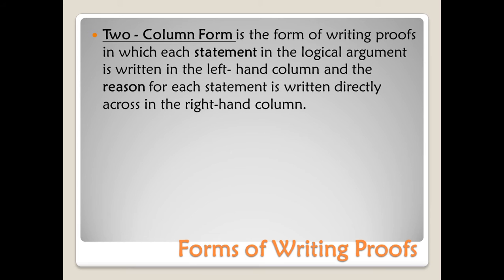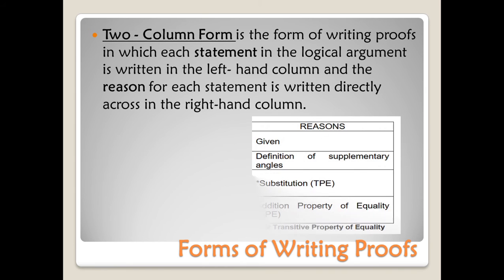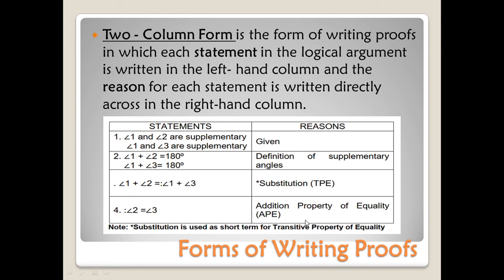Okay, so discuss na natin si 2-column form. It is the form of writing proofs in which each statement in the logical argument is written in the left-hand column and the reason for each statement is written directly across in the right column. So, let us have an example. So, magpo-prove ka using 2-column form.